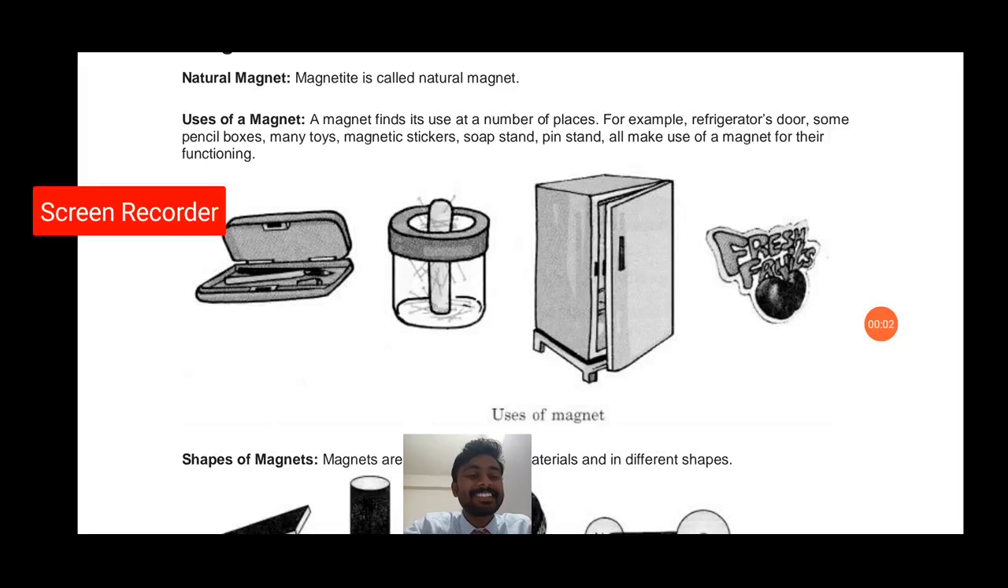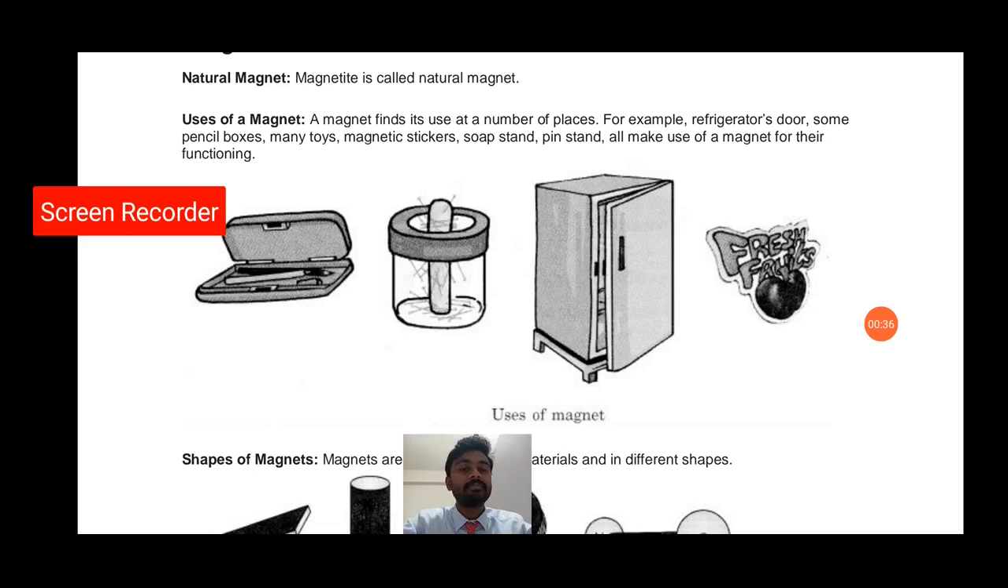Morning, students. Today I will start one of the important chapters, that is Fun with Magnets. Lesson number 13, Fun with Magnets. It is a very important lesson in your syllabus. First of all, we can see the natural magnet. Magnetite is called a natural magnet.